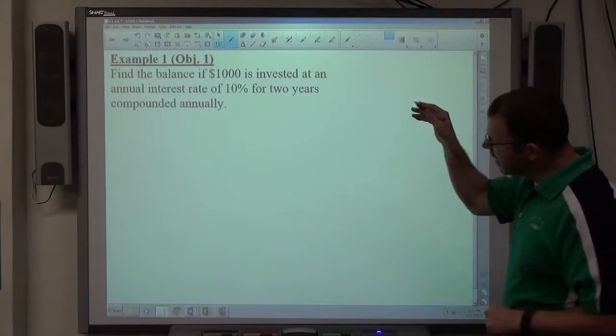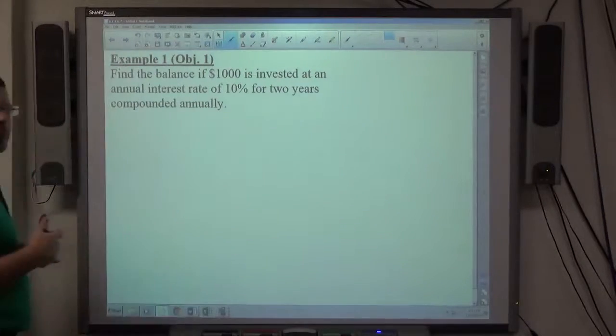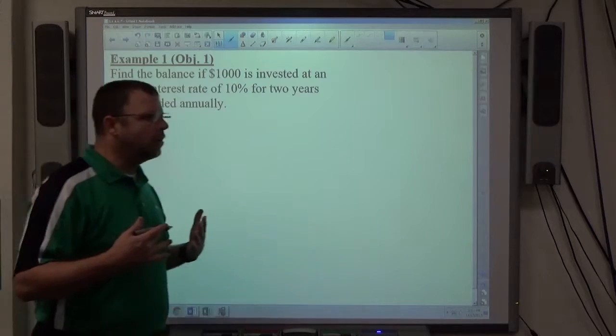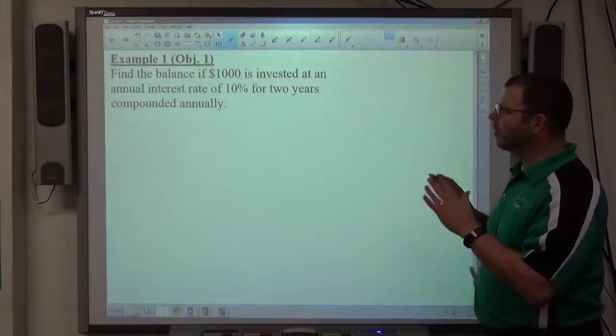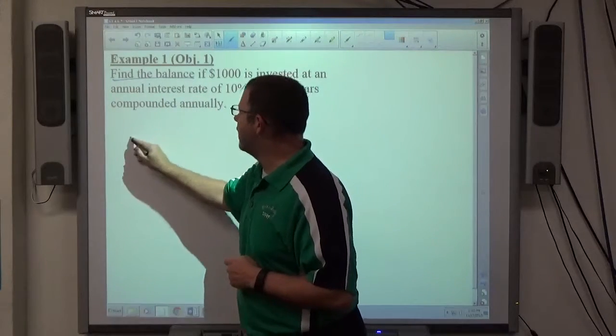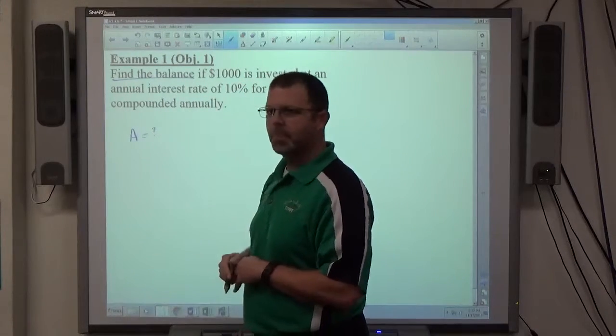All right, so example 1. Find the balance. Balance would be the final amount of money you get if $1,000 is invested at an annual interest rate of 10% for 2 years compounded annually. So what I want to do here is establish what they're asking me to find. If it says find the balance, that means we don't know A. So A is equal to question mark.